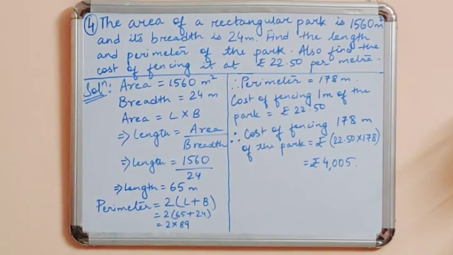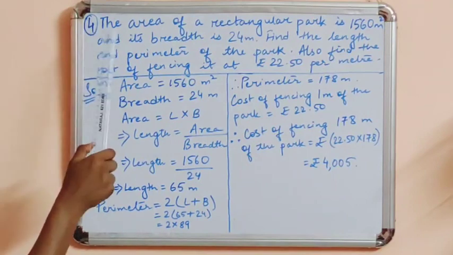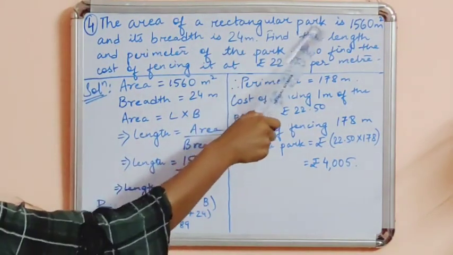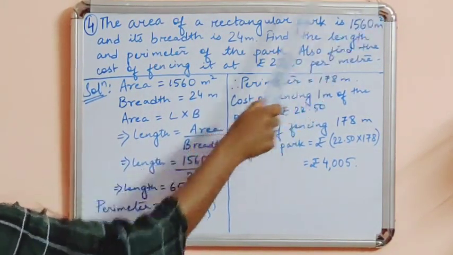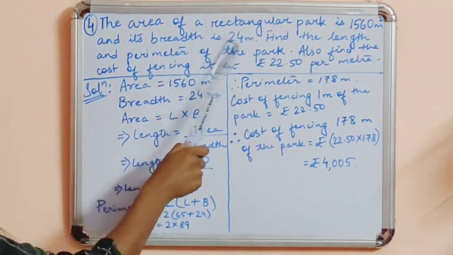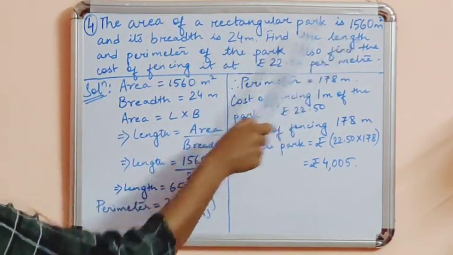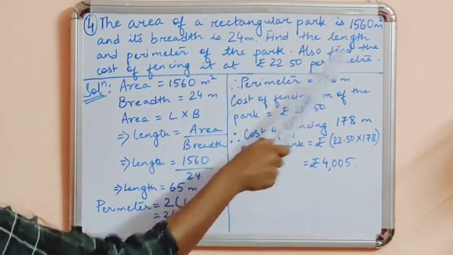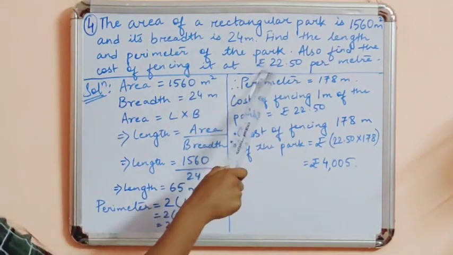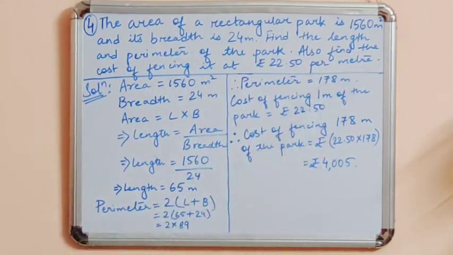Now moving on to the next question. The area of a rectangular park is 1560 meter square and its breadth is 24 meter. Find the length and perimeter of the park. Also find the cost of fencing it at rupees 22.50 per meter.